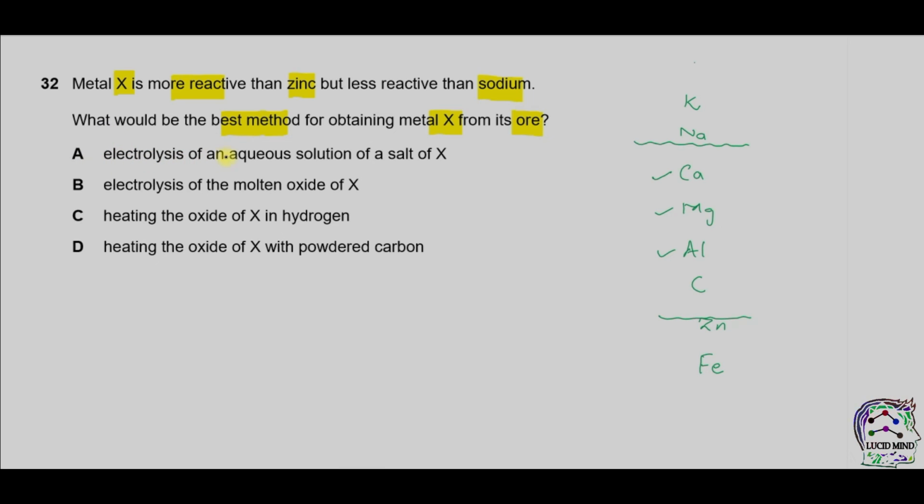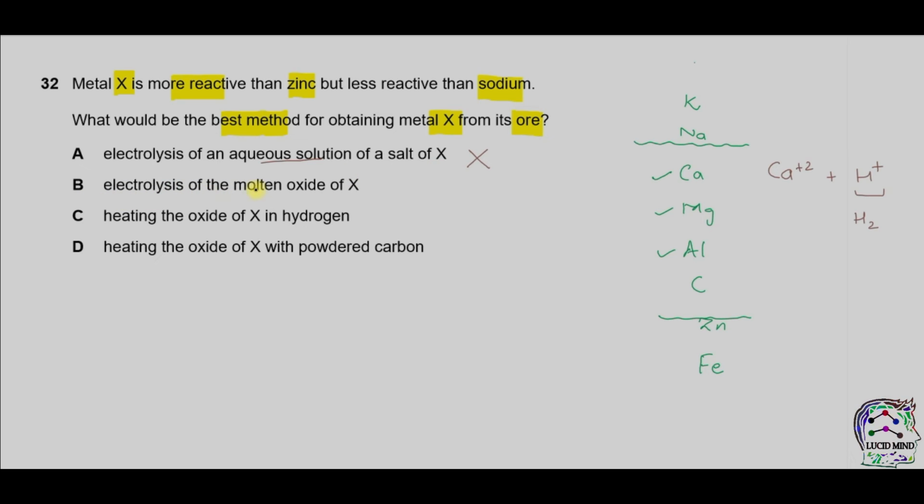Part A, electrolysis of an aqueous solution of salt of X. If we take an aqueous solution, we have two positive ions, one is the metal ion, one is hydrogen. Let's suppose we take an aqueous solution of calcium. So we have Ca2+, we also have H+. As H+ is more easily discharged than all three of these metals, hydrogen gas will be produced instead of these metals. So we are not going to take aqueous solutions of salt X.